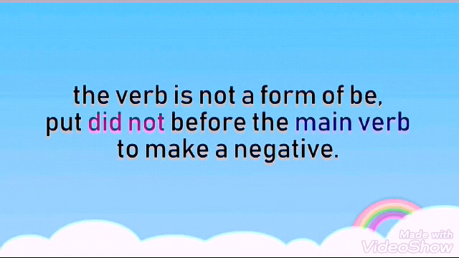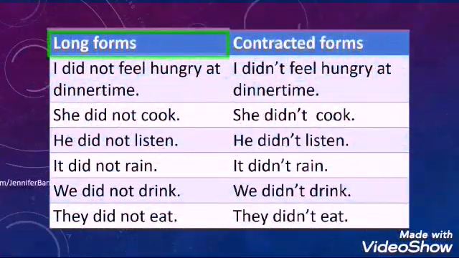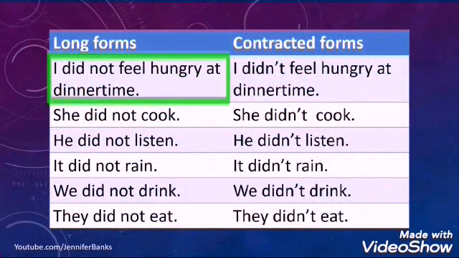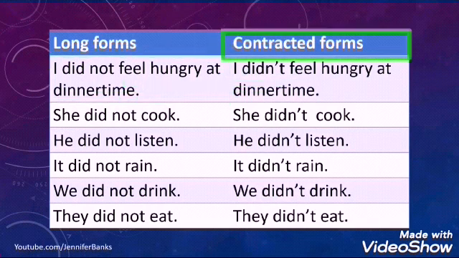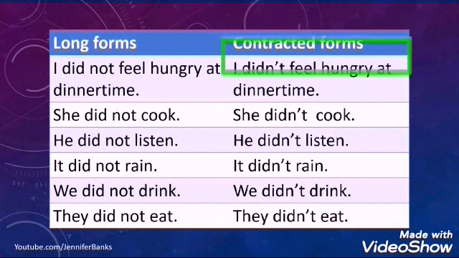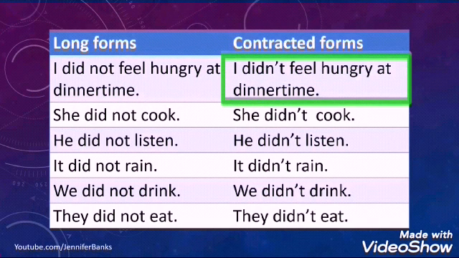When the verb is not a form of be, put did not before the main verb to make a negative. For example, the long form and the contracted form. I did not feel hungry at dinner time. The contracted form, I didn't feel hungry at dinner time.